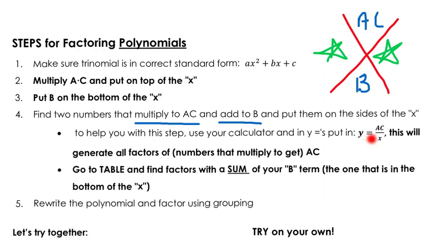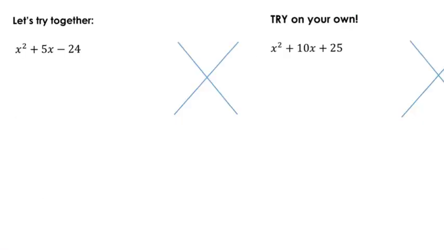You're just going to graph y equals AC over x and then go to your table to figure out which sum up, or which add up, to your B term. If you don't have a calculator, it's just going to require you to do a little bit of thinking. Next, we're going to rewrite our polynomial and factor using grouping, just like our last lesson. Let's give it a try.